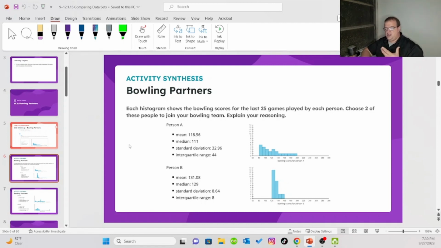Now, this is one of those situations where there is no right or wrong answer. It's whether or not you can defend your choice, and if you can defend it using a measure of center and a measure of variability to explain why you want that person. Because there are reasons to pick all 4 of them. There's also reasons not to pick all 4 of them.